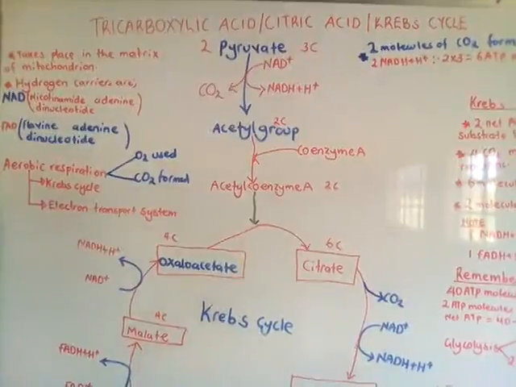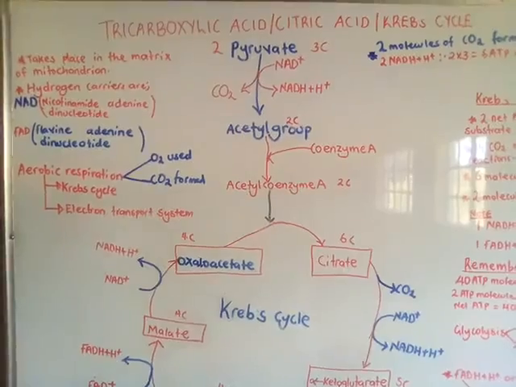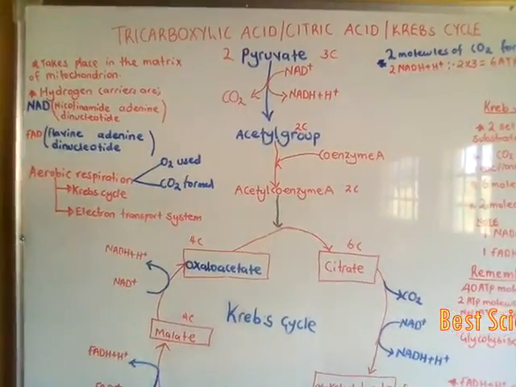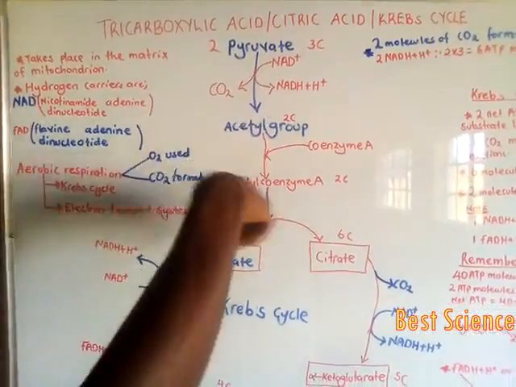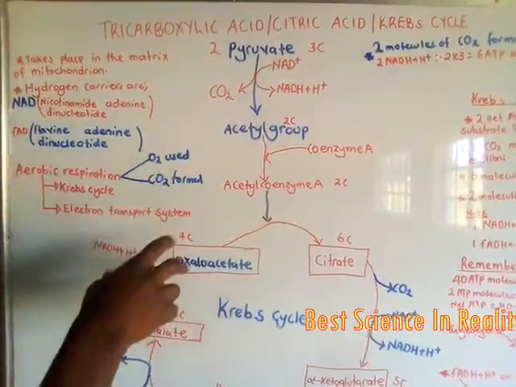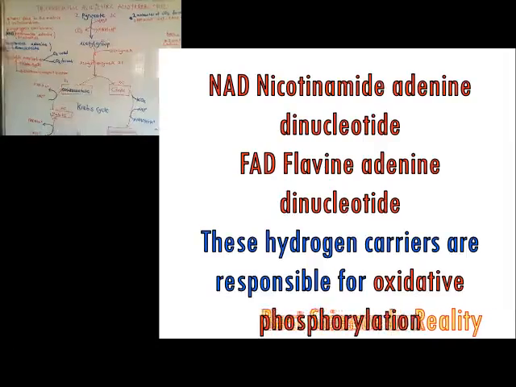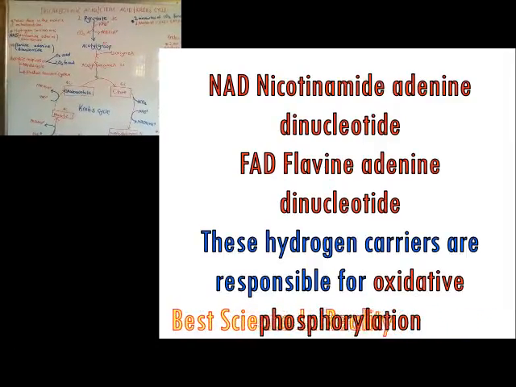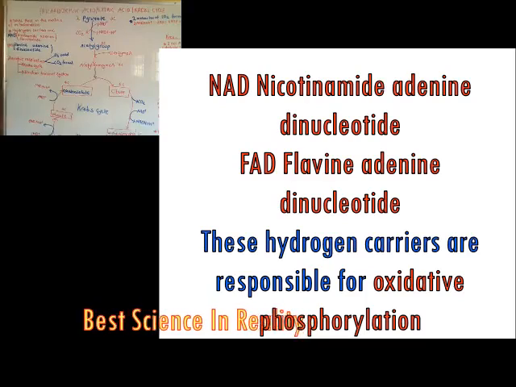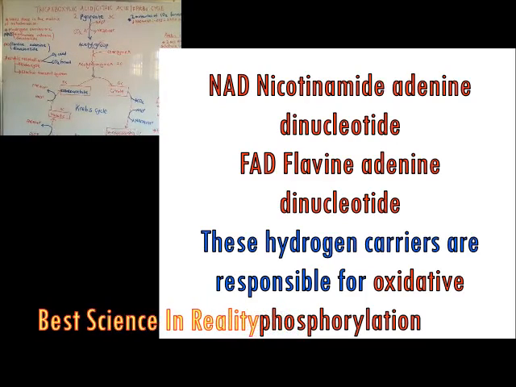Guys, we are going to look at the Krebs cycle. Now remember, the end product of glycolysis is pyruvate, which is a triose sugar, and in this case it's going to enter the matrix of the mitochondria, but we have several reactions which take place. But we shall need hydrogen carriers, and in this case we are going to use NAD and FAD. NAD is nicotinamide adenine dinucleotide, and FAD is flavin adenine dinucleotide.